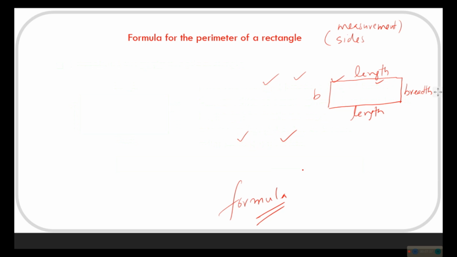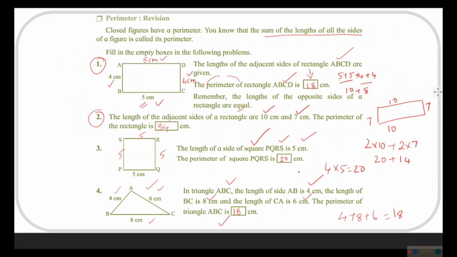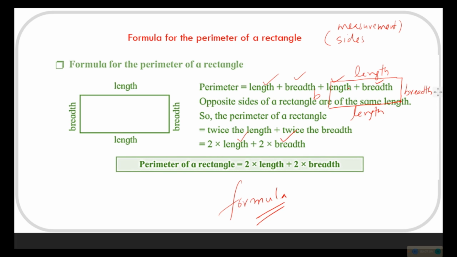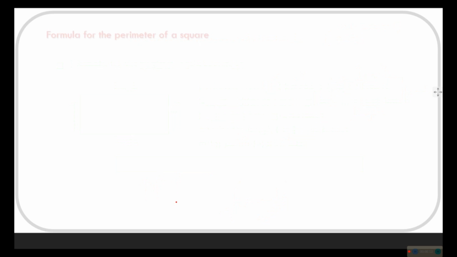You might have noticed that while I was adding the previous sum, I took 2 times length, 2 times breadth, 2 times length, 2 times breadth. I did it intentionally because as a teacher I know what is going to come on the next page. So this is the formula to calculate the perimeter of a rectangle and rectangle only, because the formula depends upon the figure. Okay, let us move ahead.